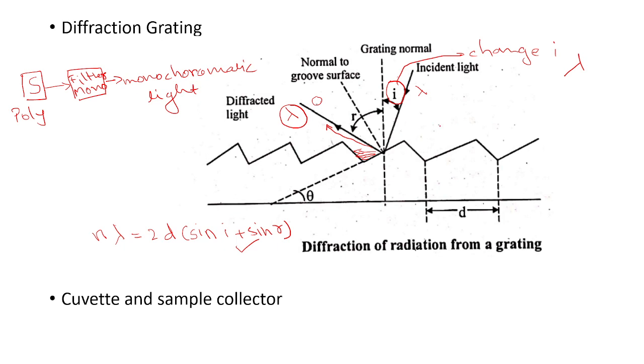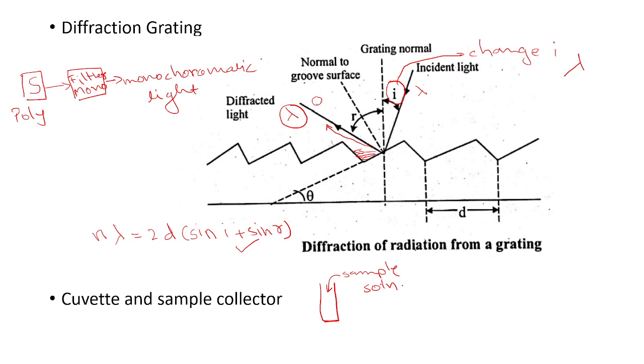Then the next part of the instrumentation is the cuvette or sample container. Here, I will draw a simple cuvette. It is a simple tube. Have you seen a test tube? In a test tube, the bottom part is circular. In the cuvette, it is particularly straight. This is a very small container, like a test tube, in which you add your sample solution for which absorbance is to be measured.